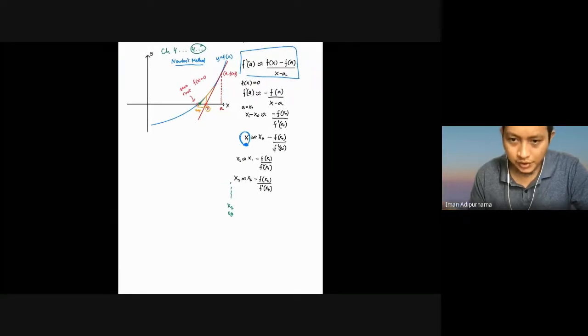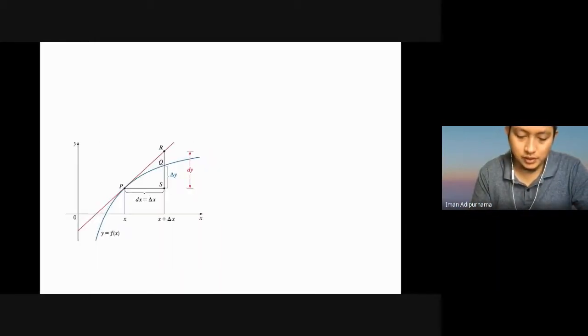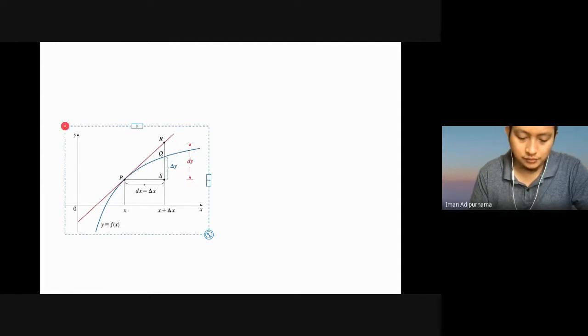Okay, any questions first? Any questions? Okay, if not, I will go back to Newton's method later. So we are going to look for here. I have this graph now.